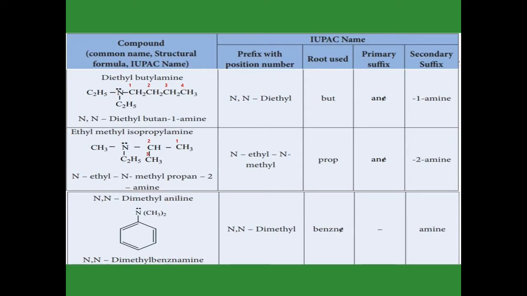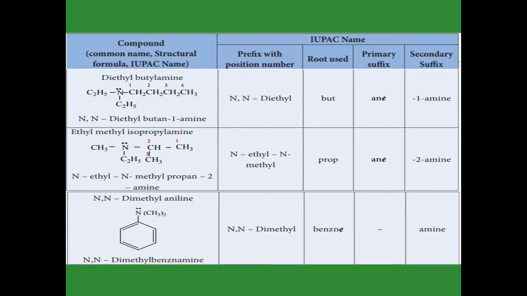The next one, ethyl methyl isopropylamine. The nitrogen has one side containing CH3 methyl, another side C2H5 ethyl, and another side 3 carbon, isopropyl. For that we are going to see the IUPAC name. See the red color numbers. 3 carbon is there, so prop is the root word and single bond ane. In the second carbon it has the nitrogen, so 2 amine. Then the remaining nitrogen is separately attached with methyl and ethyl, which we have to write in a prefix. So N ethyl, N methyl propane 2 amine is the IUPAC name.